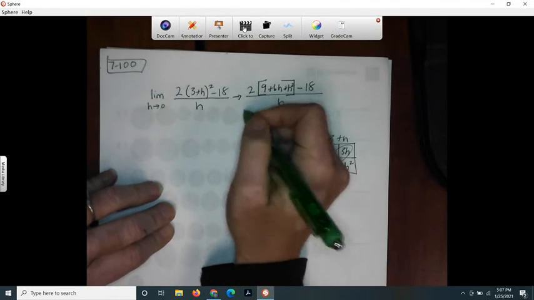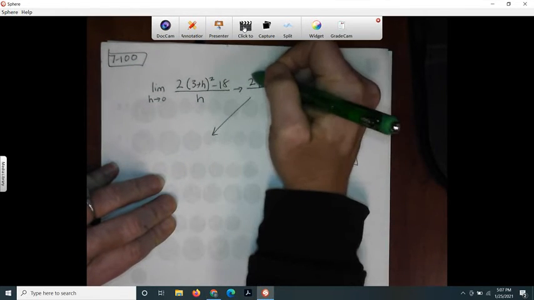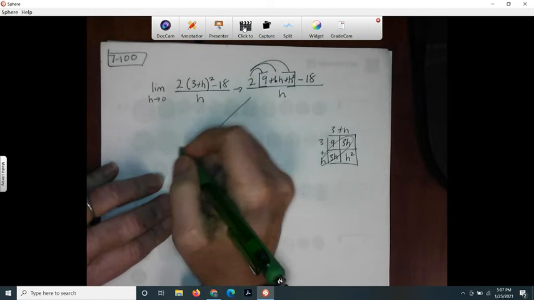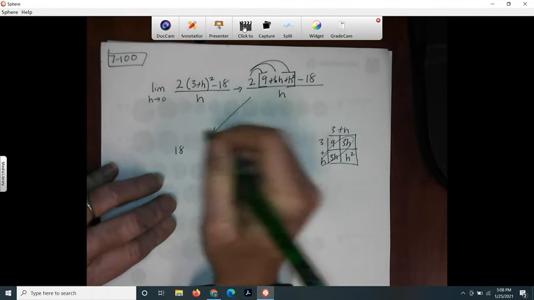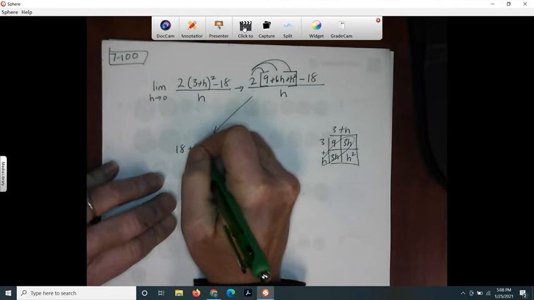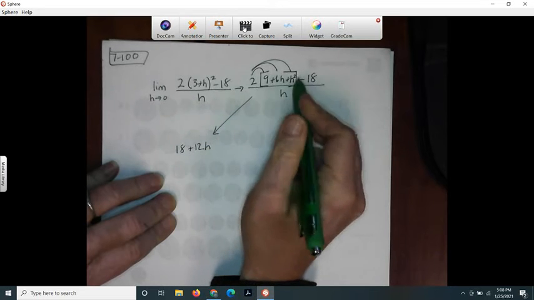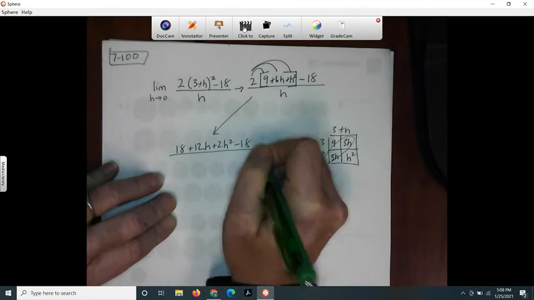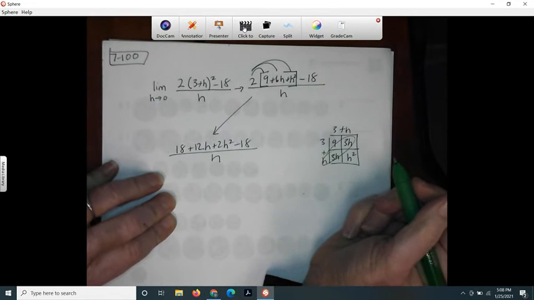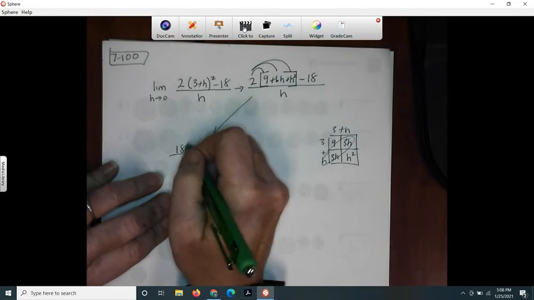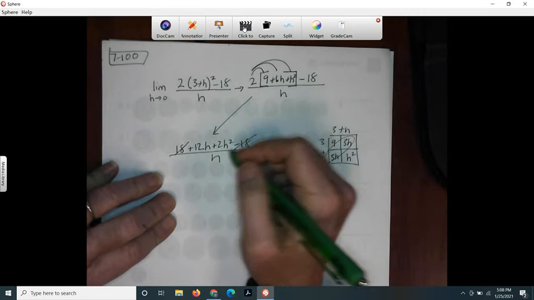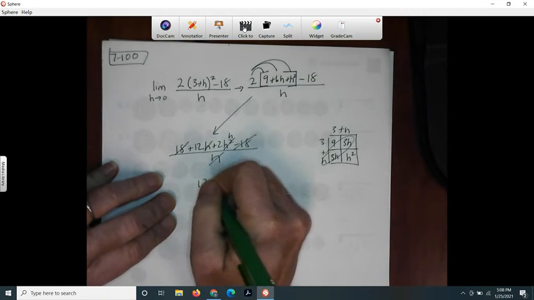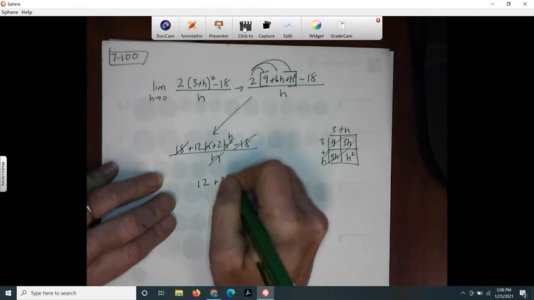But then you're going to have to distribute. So you guys are good at this kind of stuff. So 2 times 9 is 18. 2 times 6 is 12. And 2 times h squared. Okay, so you're just working it out. So this 18 and this 18 go away. And then these h's, this turns into just 12 plus 2h.